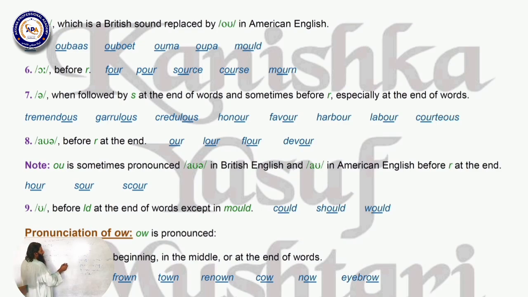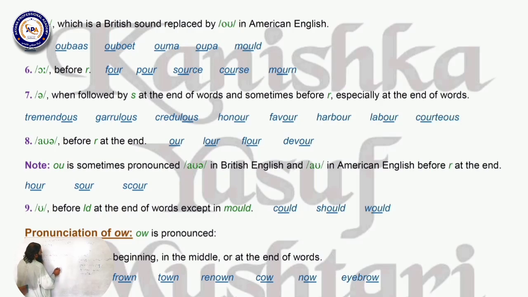Next sound given by OU is a schwa sound. And this sound is given by OU before S at the end of words, and sometimes before R, and before R usually at the end of words, but sometimes in the middle also with R. Examples with S at the end of words like tremendous, garrulous, credulous, and with R at the end like honor, favor, harbor, labor, and with R in the middle like Curtis.